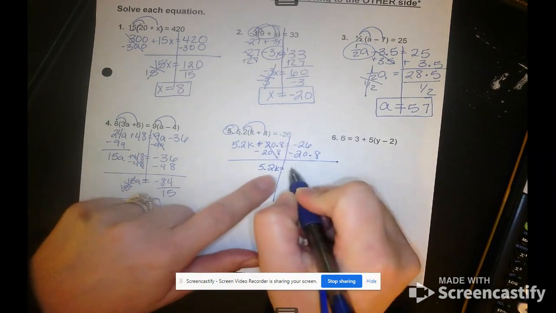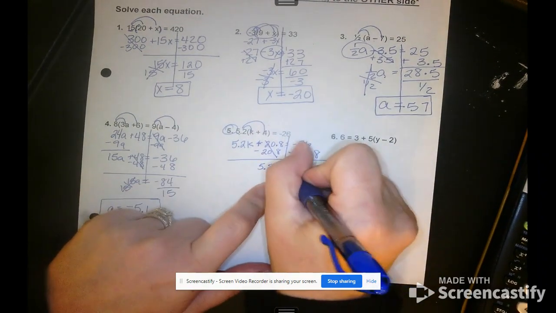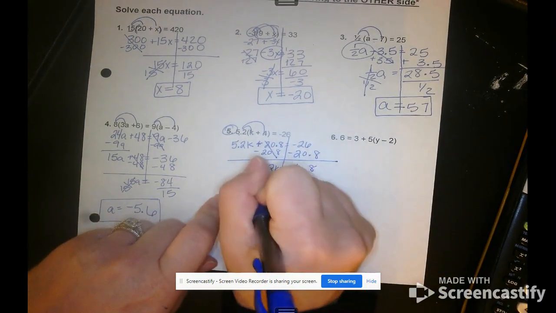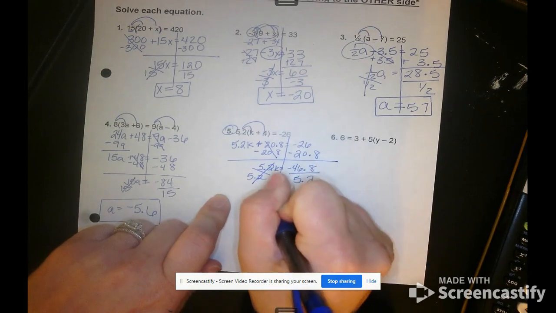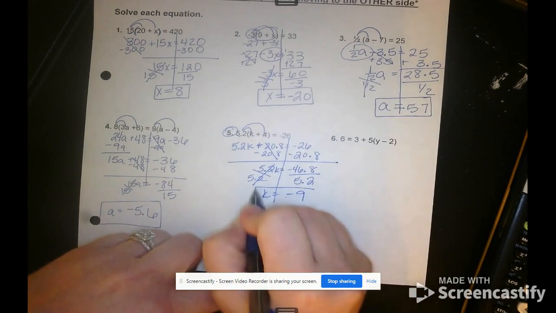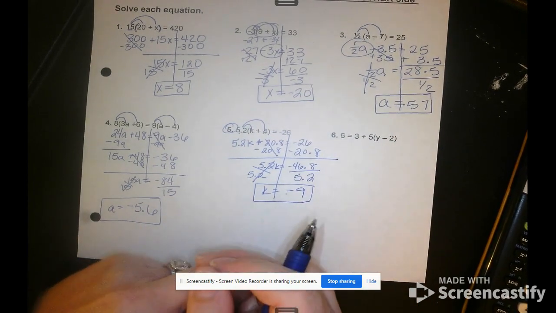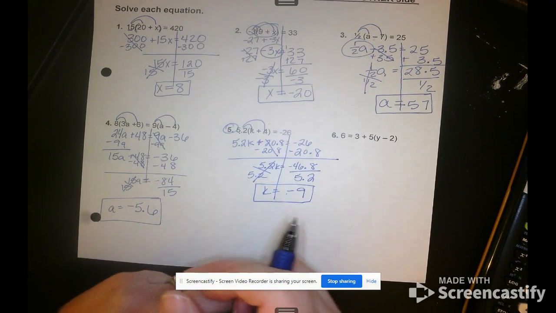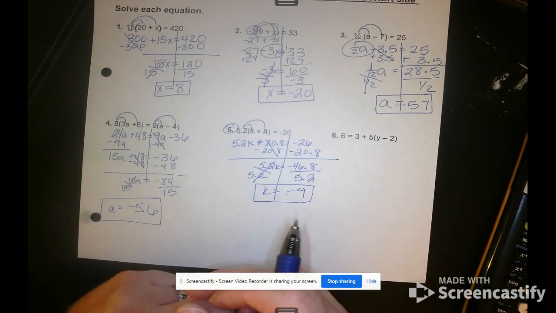5.2k is equal to, what's negative 26 minus 20.8? All right, then I divide. If you plug that into your calculator, it gives you negative 9. Okay, so the next problem. Do you do it backwards?